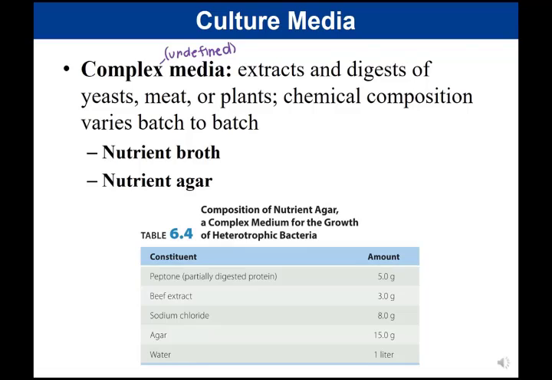You can also see in this media beef extract. That also makes it complex. It varies from batch to batch. We have sodium chloride. Sodium chloride is, remember, there for salt balance. Agar is there as the solidifying agent. And then we have to dissolve the agar in water. And so complex media contains ingredients that vary from batch to batch.